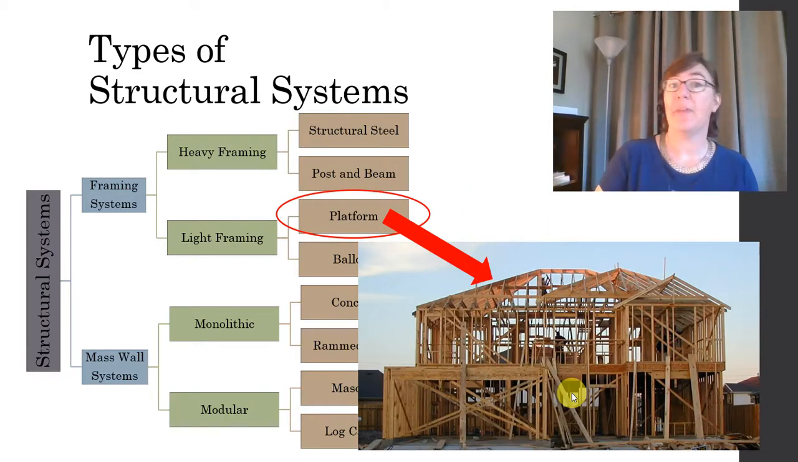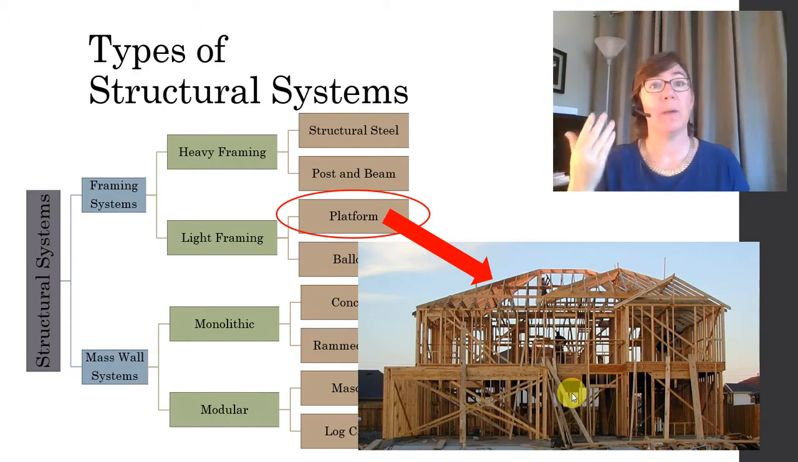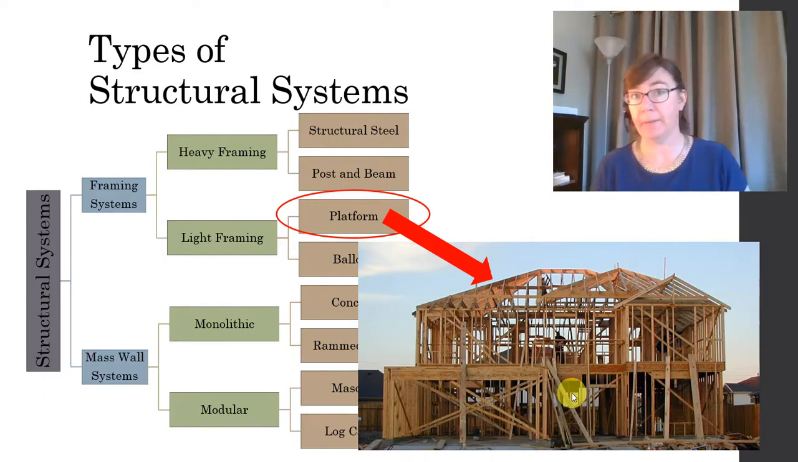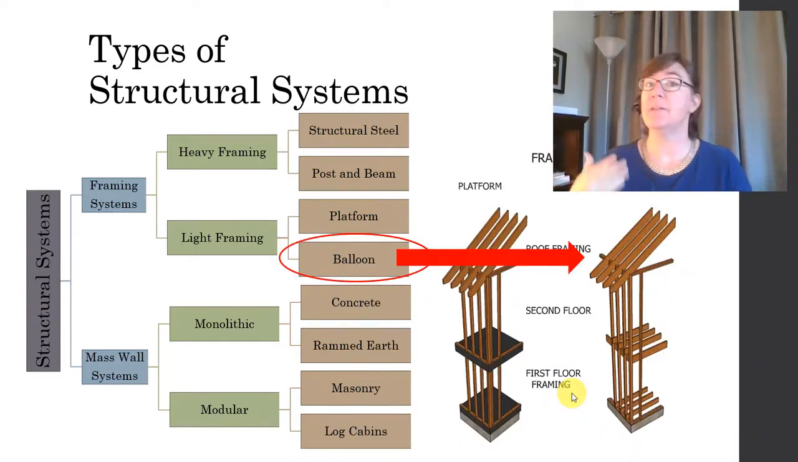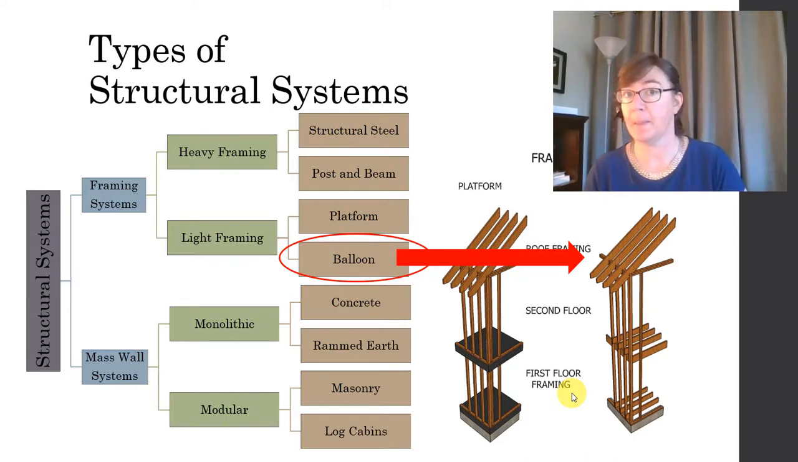In the light framing category, we're going to be talking about platform framing. It is the most common residential framing system here in the US. And you can see, compare it to post and beam from before, this is made up of many small members. Balloon framing is not currently used typically. If you are, for example, remodeling a house from the early 1900s, you might see this system.